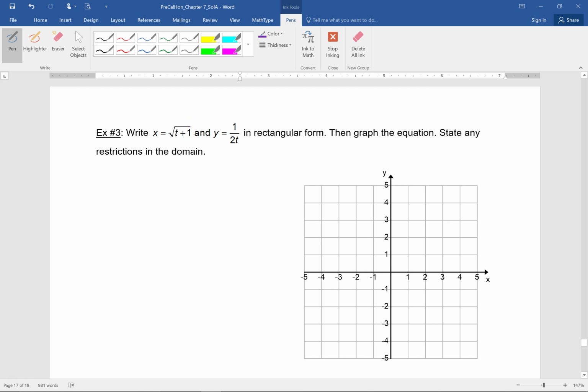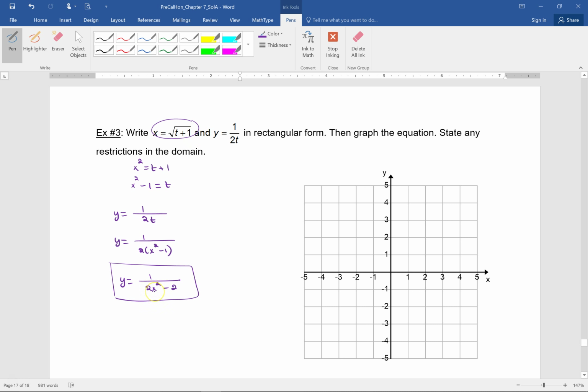All right, so which one are we solving for t? x. All right, so we're going to solve this one for t. That means x squared is equal to t plus 1, meaning x squared minus 1 is equal to t. And now you plug it into the other equation. y is equal to 1 over 2t. y is equal to 1 over 2 times (x squared minus 1), meaning y is equal to 1 over 2x squared minus 2. So that is the same equation represented in rectangular form as those two parametric equations.